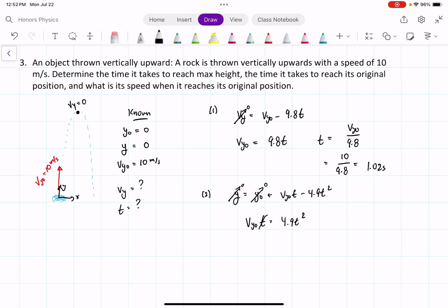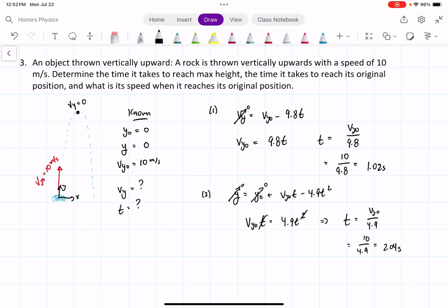We can cancel a t, and then we can find that t is equal to our velocity divided by 4.9. And we find that that is going to be 10 divided by 4.9, which equals 2.04 seconds. And you'll notice that that time is double what we had for the time to reach its max height. So we can find that it's symmetric.